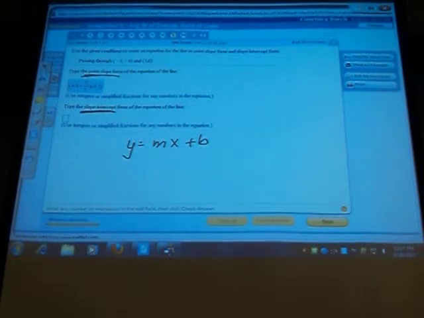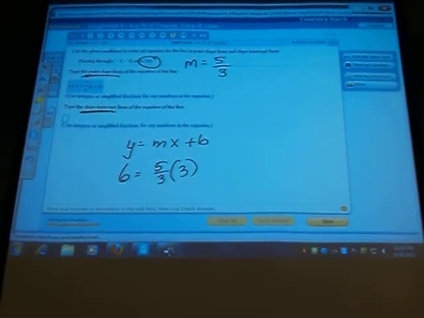Now, if I have a choice of 2 negatives or 2 positives, I want the 2 positives. So I'm going to choose that second point for my x and my y. And remember our m was 5/3. I can choose either point as long as you don't mix and match the points. So my y is 6, my m is 5/3, my x is 3, and I'm trying to find b.